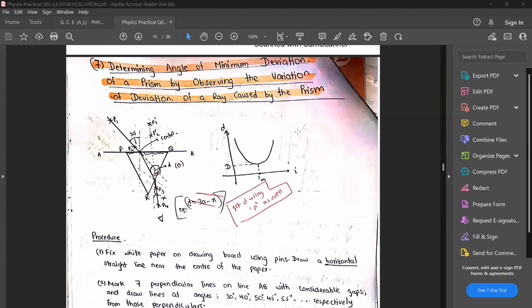Okay, now let's look at this practical, determining the angle of minimum deviation of a prism by observing the variation of deviation of a ray caused by the prism. So that's what we are going to look at now.